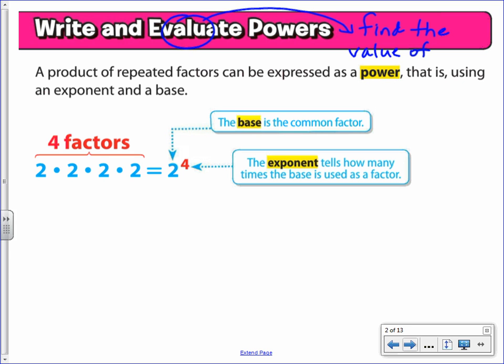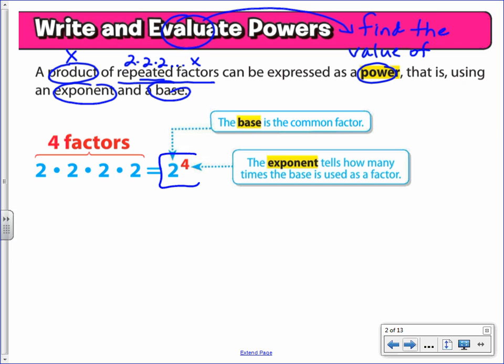A product of repeated factors can be expressed as a power, that is, using an exponent and a base. Product means multiply. Repeated factors. Factors implies multiplication. Repeated means the same number. So 2 times 2 times 2 and so on. Can be expressed as a power using an exponent and a base. The base and the exponent together make up a power. That's my preferred term right there, they make up a power together.